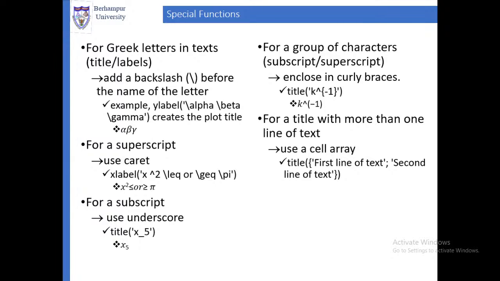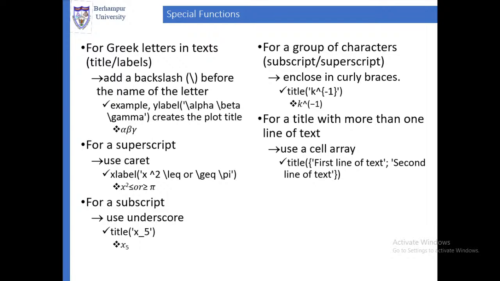For example, title k to the power minus 1. How will it appear? K, then caret or hat, then within curly braces write minus 1. So it will be k to the power minus 1. Now for a title with more than one line of text, you can write title, then within brackets put curly brackets, within curly brackets put the first line of text, separated by a semicolon, second line of text, separated by a semicolon, third line of text. That way you can keep on adding different lines of text.